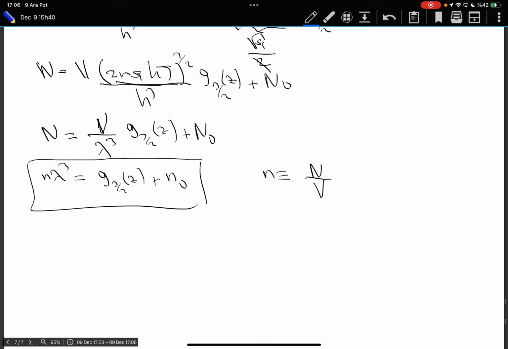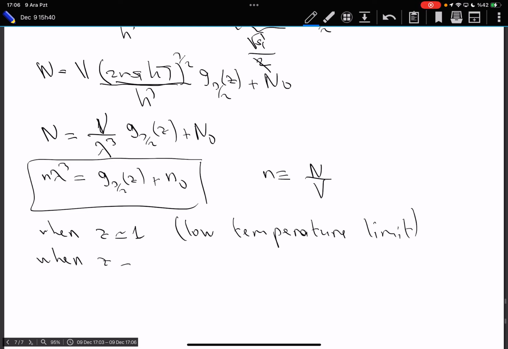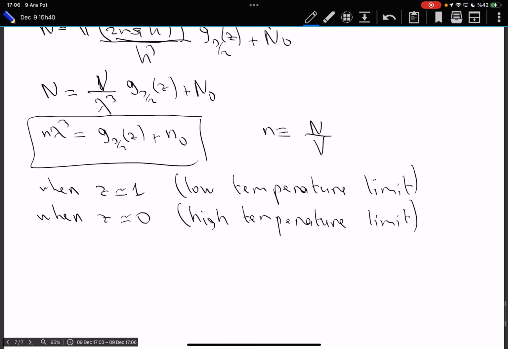Well, we can look at various cases. When z is almost equal to 1, this will be the low temperature limit. And when z is close to 0, the high temperature limit. Let's start with the high temperature limit. z is close to 0.